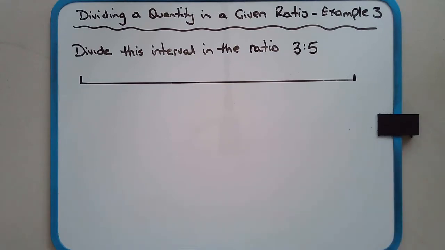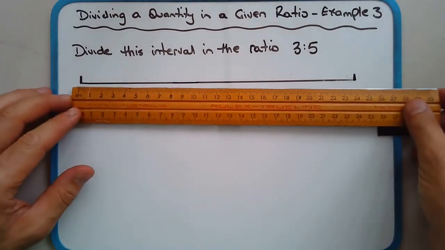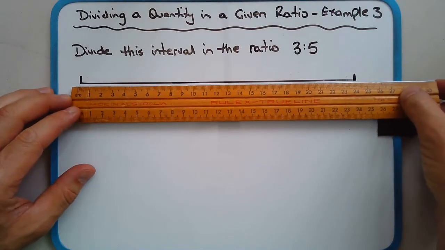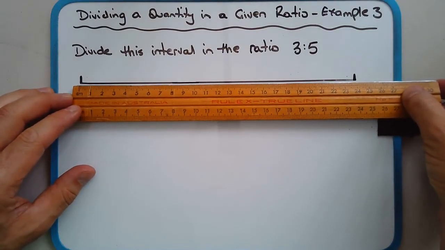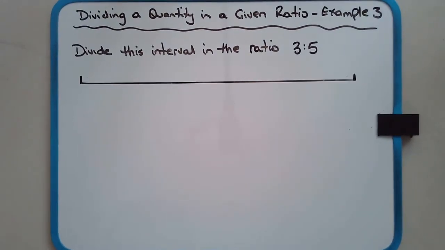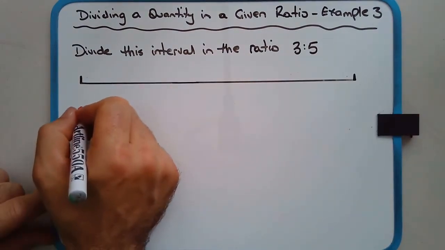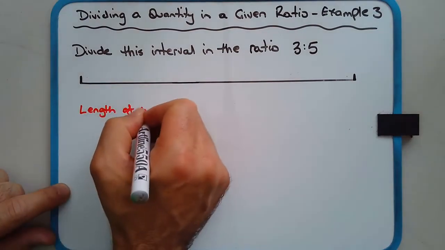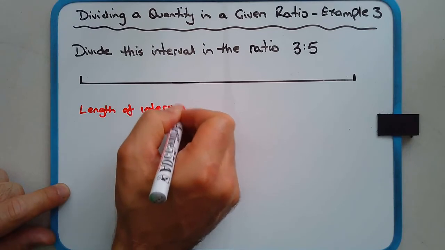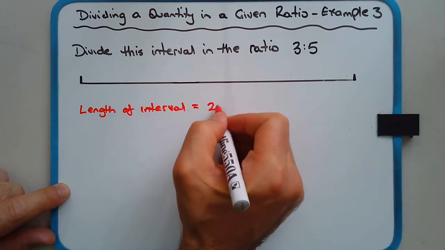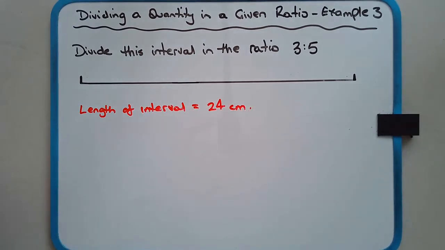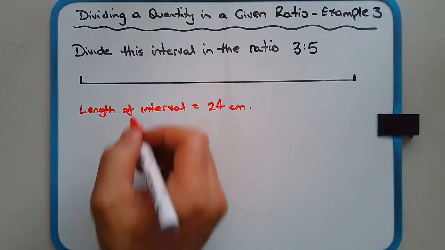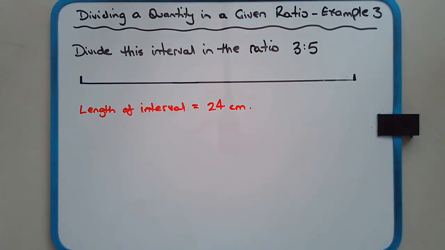First things first, let's measure the length of this interval. The interval is around the 24 centimeter mark, so let's just say it's 24 centimeters. Okay, so the length is equal to 24 centimeters. Now we're going to divide 24 into the ratio 3 to 5.